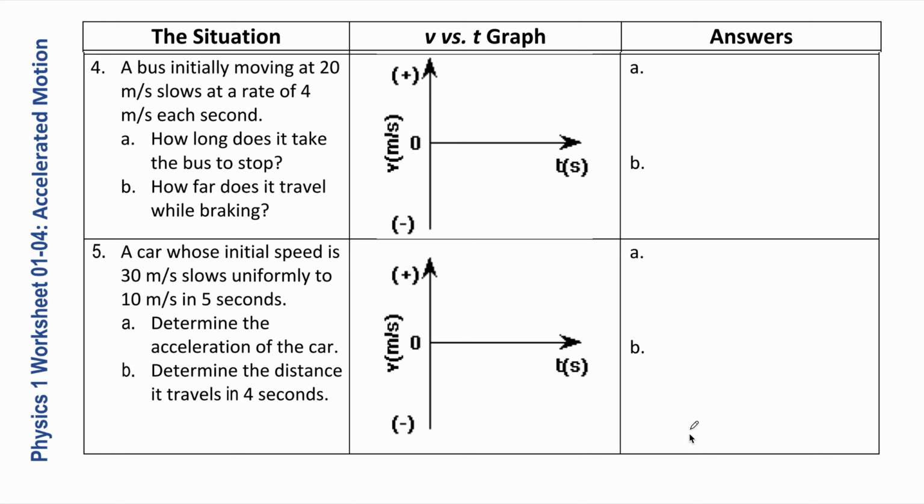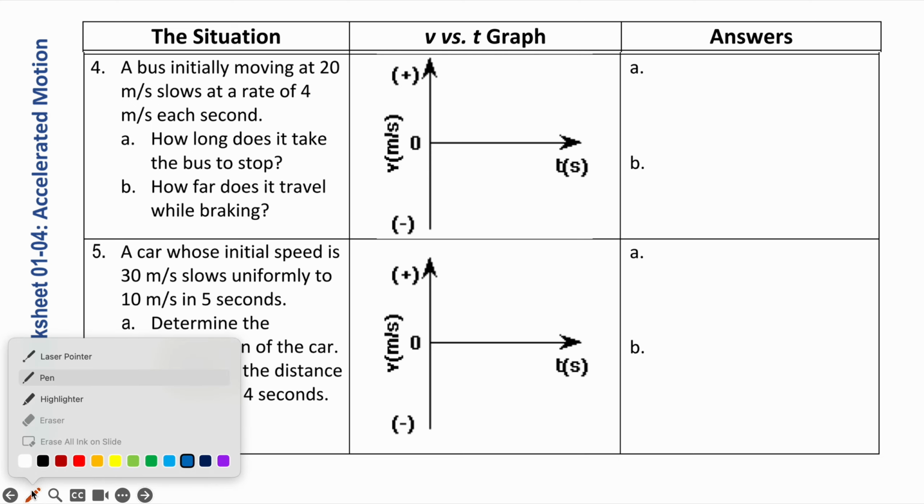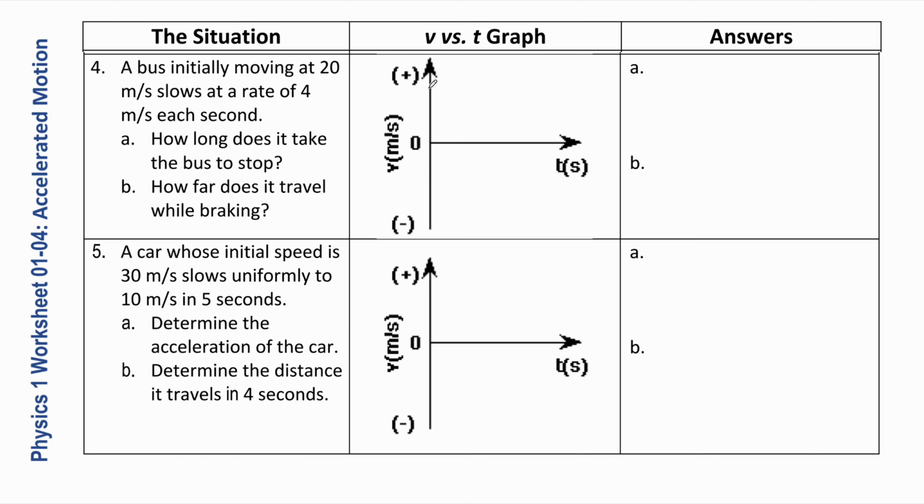A bus is initially moving at 20 meters per second. It slows at a rate of 4 meters per second. So it starts out here at 20. How long is it going to take it to stop? Stop means its velocity goes to 0. Some of you can think about this logically. It's losing 4 meters per second each second. What is that? That's its acceleration. Its acceleration is negative 4 meters per second squared.